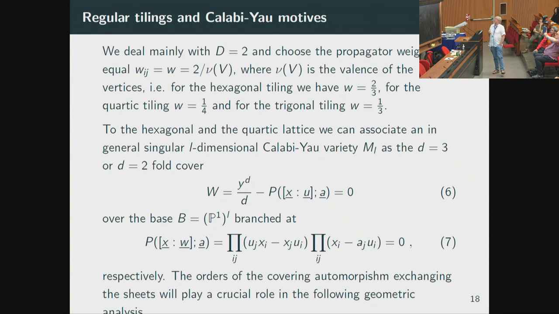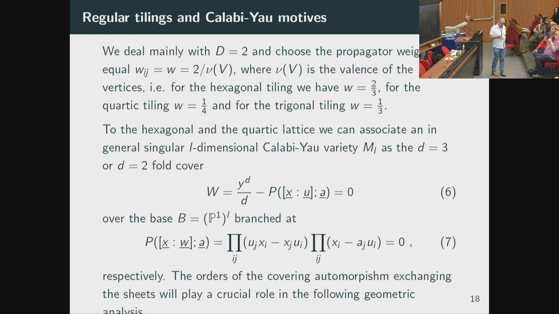And how do I do that? Remember that we have as many vertices as internal points, and they all now live in a P1. So I take as the base space, the Fano variety, a P1 to the number of vertices. And then I write down a polynomial that is precisely branched at the right degree of the canonical class. So I want to have such a polynomial, and it is branched at this thing.